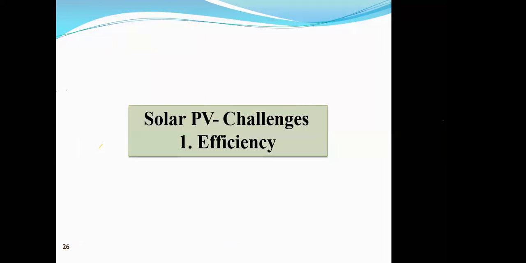So what are the challenges? We have seen how we are focusing, the reasons which have made us focus on solar PV, and our government is helping us. But what are the challenges which we are facing? First one is the efficiency. The efficiency of the solar panel is very low. The latest is approximately 28% or 30%. And to increase the efficiency of solar PV, various methods have been employed.